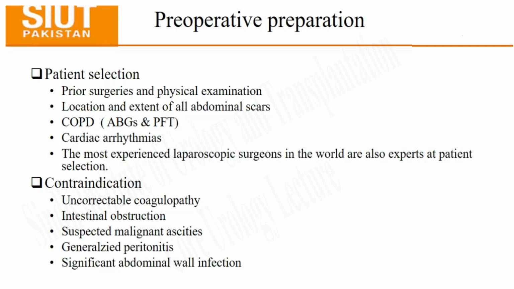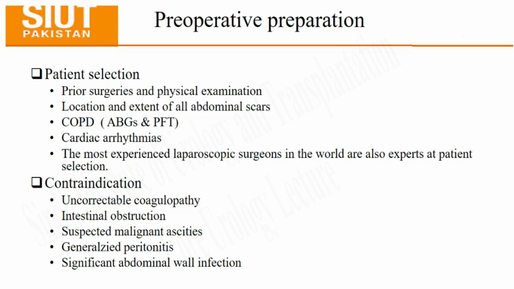Now, pre-operative preparation. First of all, patient selection. Prior surgeries and physical examination are the most important things while selecting the patient. If a patient has had prior surgeries, then this is a relative contraindication, not an absolute contraindication, because we recently operated on multiple cases who had prior surgeries. We faced difficulty in dissection, but it is not contraindicated.